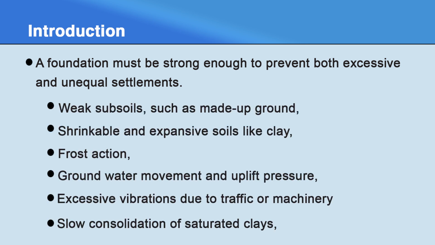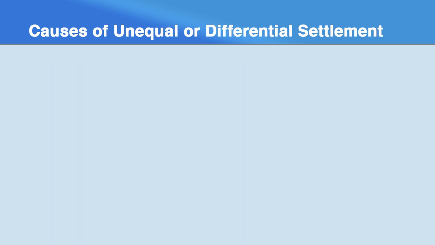Unequal or differential settlements can be caused by weak subsoils such as made up ground, shrinkable and expansive soil like clay, frost action, groundwater movement and uplift pressure, excessive vibrations due to traffic or machinery, slow consolidation of the saturated clays and slipping of the strata on sloping sides. Therefore, these factors must be considered when designing foundations. So, what are the different causes of unequal or differential settlements?